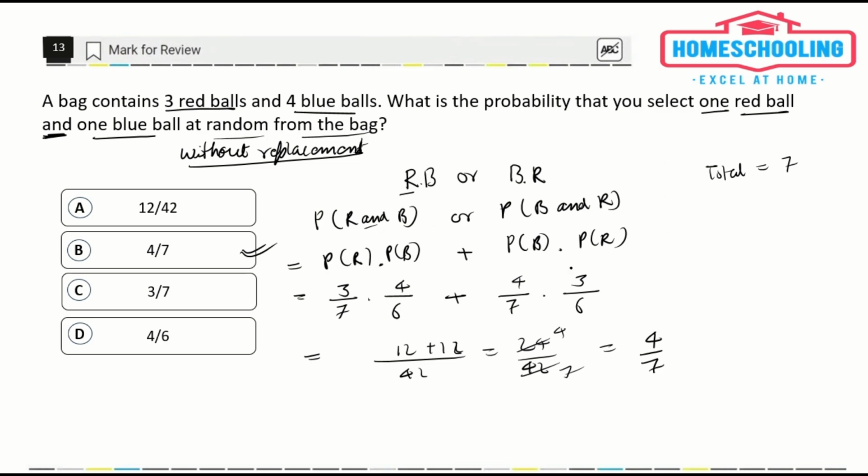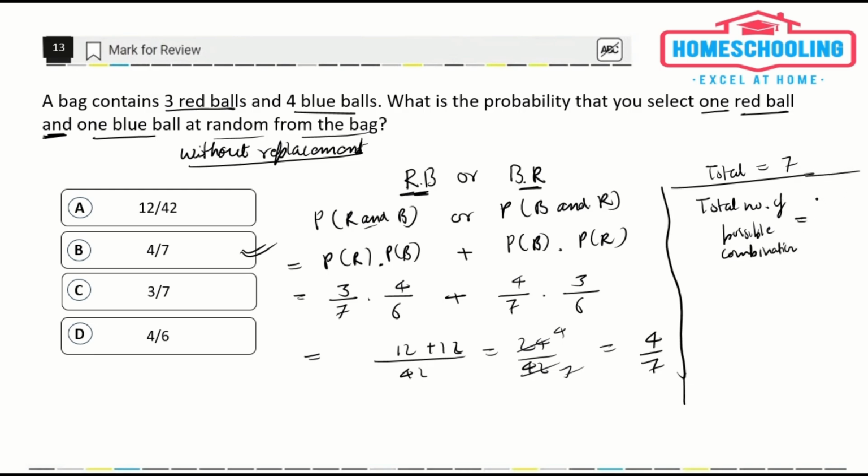So this is one way to solve it. As we can see, we have two possible combinations here. Either we can first draw a red ball, then draw a blue ball, or we can first draw a blue ball, then draw a red ball. So we have a total of 2 combinations. There's one more method to solve this question. The total number of possible combinations: we have 2 types of balls here, so we will have 2 factorial. It can also be written as 2 into 1, which is equal to 2.